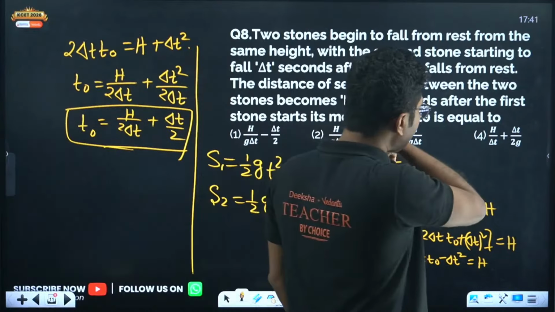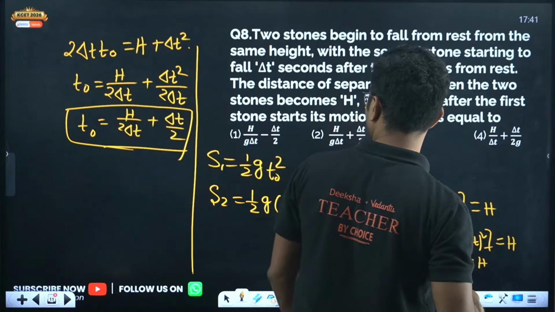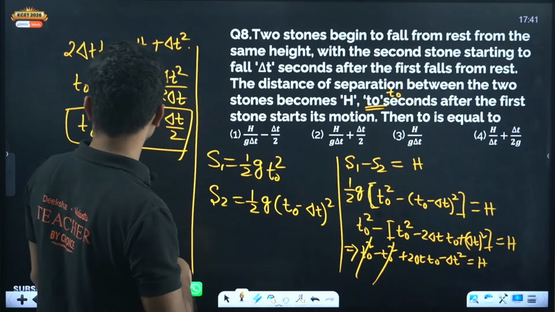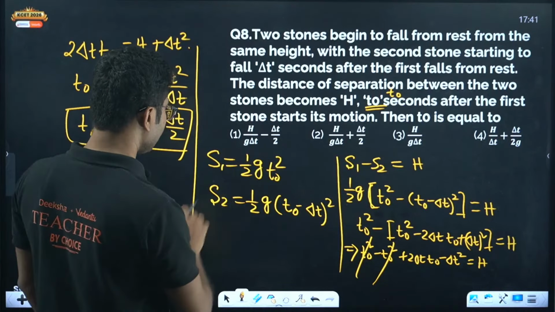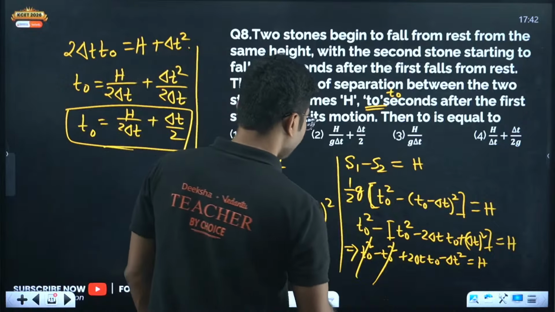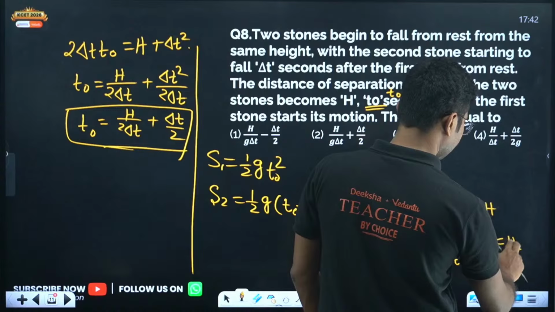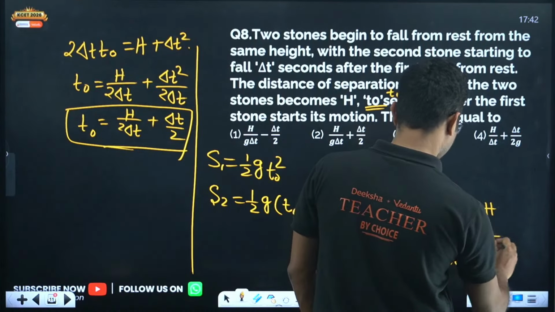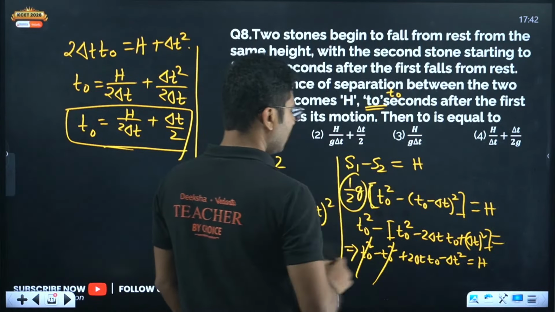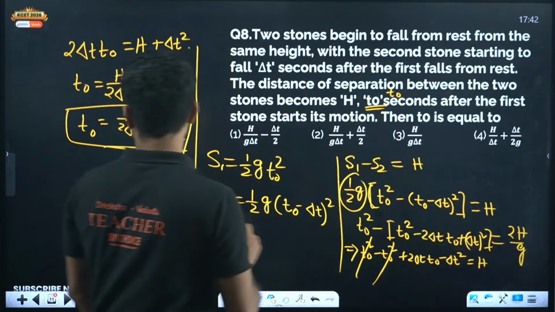So the correct answer will be... there will be a g also. I missed that g. That g has to be transferred over here, this half g is there. So it will be 2H by g. So 2H by g will be there.